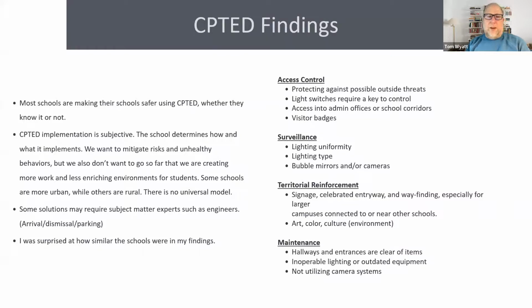If you've got a 150-year-old building, it's going to be very hard to make some modifications when it's got a certain type of architecture. Maybe it's a historic structure versus a new building, or depending on how things are laid out. But really everybody wants to mitigate risks and unhealthy behaviors. We don't want to create more work. We want more enriching environments for students. And this goes from urban to rural. There's really no universal model.